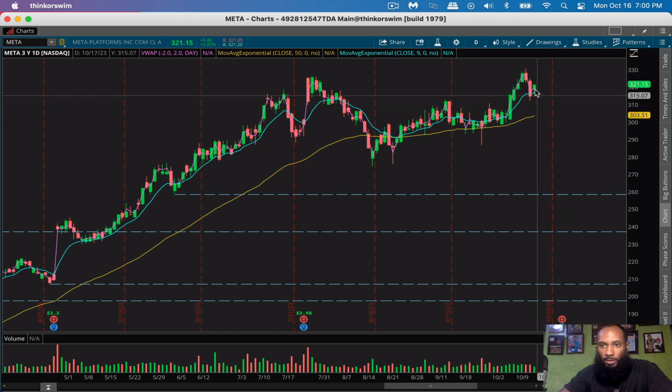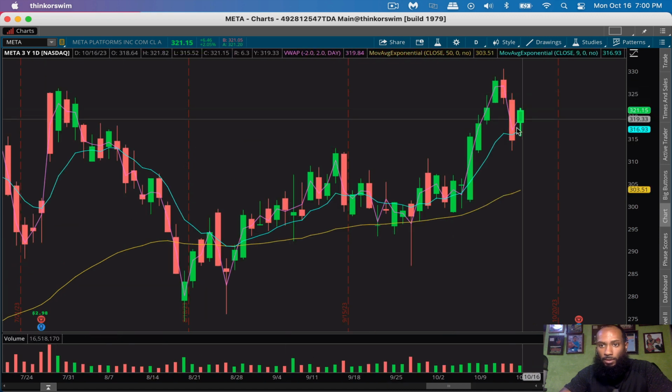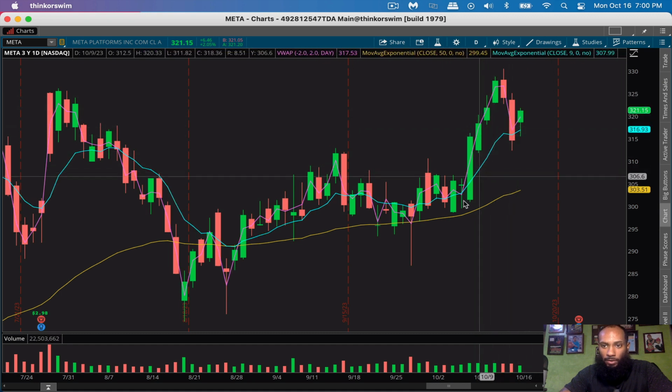Coming into today, I noticed that the price was trading over this 9 EMA, which tells me that there is still momentum left in this wave that we have here, right? So this is how I use the moving averages.